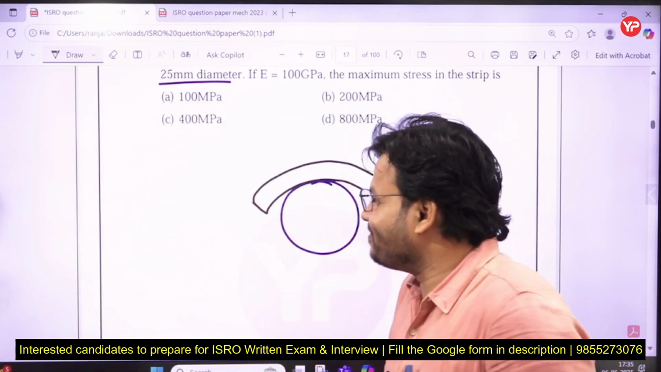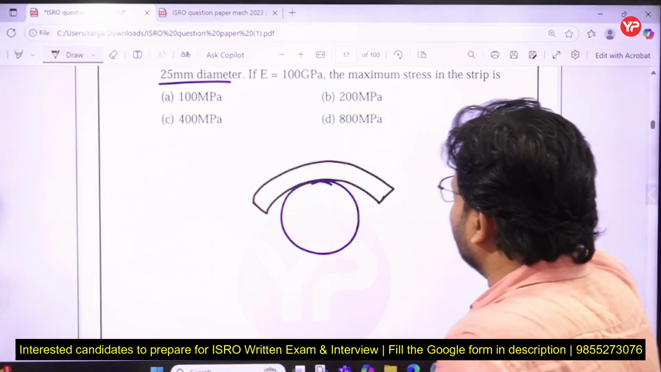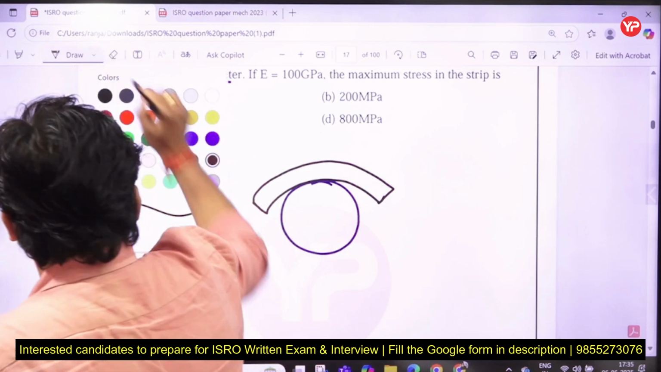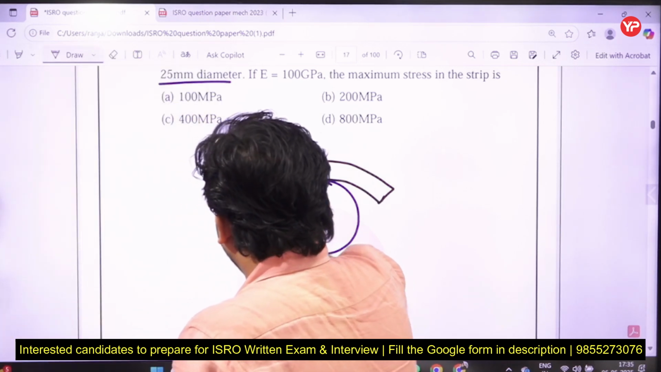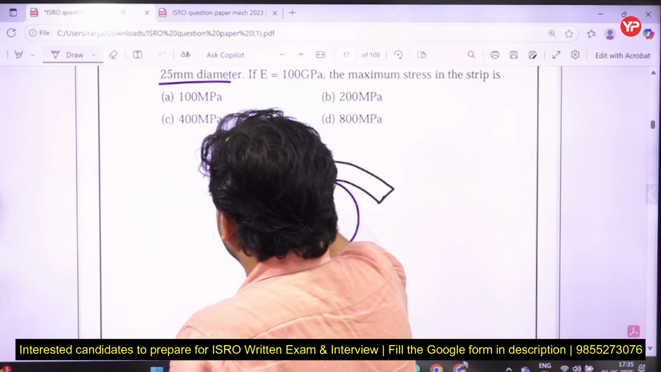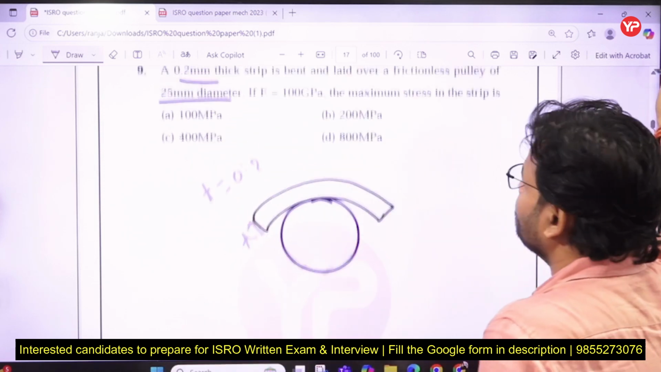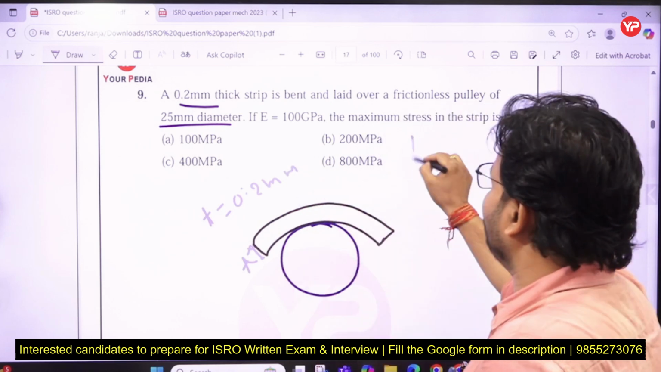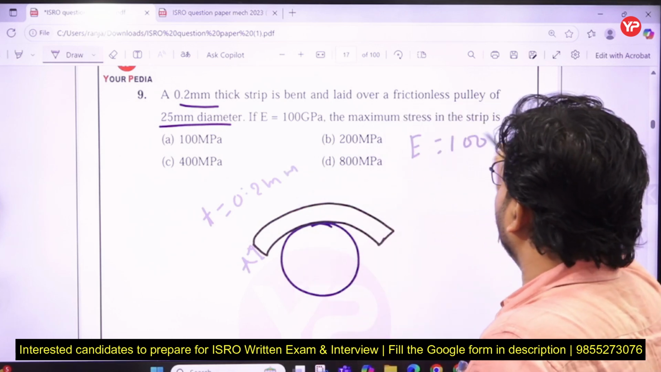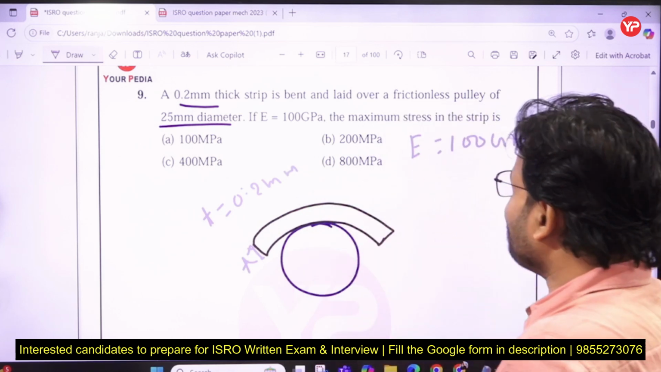That is the diagram. Okay, sir, in the question thickness is given, na sir? Yes sir, that thickness is given. How much sir? 0.2 mm sir. 0.2 or 0.02? Oh yes sir, 0.2 mm is given, and E is given here sir. How much? 100 gigapascal. The maximum stress.